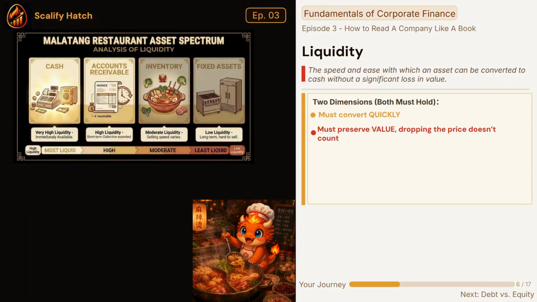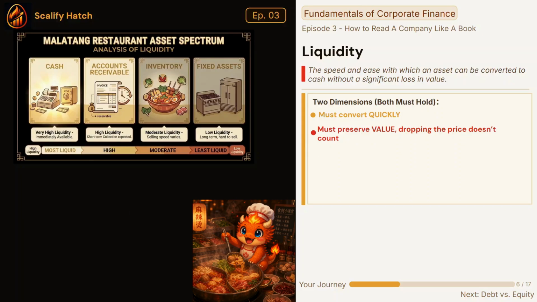Here's how that plays out for our restaurant. Cash is perfectly liquid because it's already in cash. And then we have accounts receivable, which are close enough to liquid. The money is coming, just not yet. And then we have inventory, which is the least liquid current asset. It has to be cooked, served, and paid for before it becomes cash. And finally, we have fixed assets that are even less liquid, because those stoves and refrigerators generate cash over time, but converting them quickly means selling at a loss.